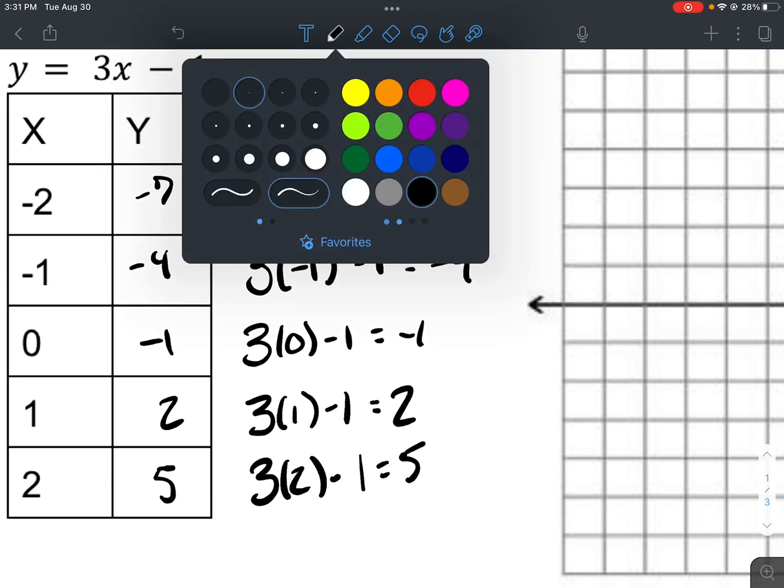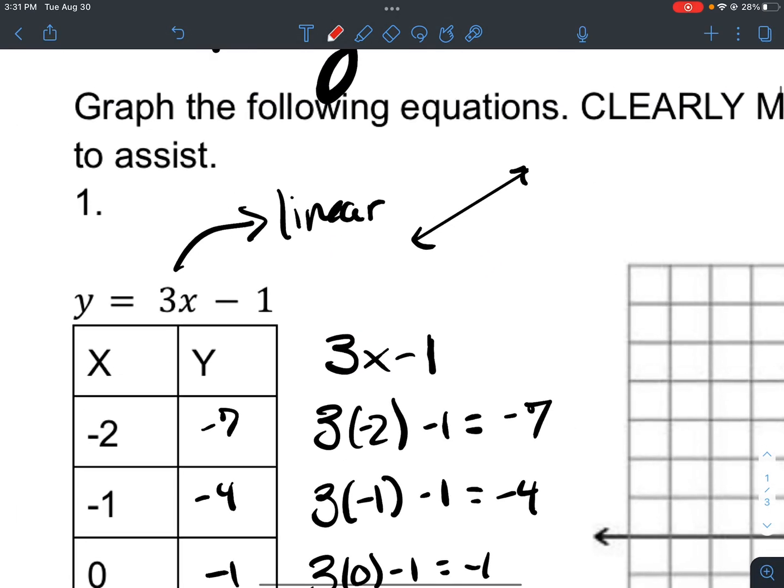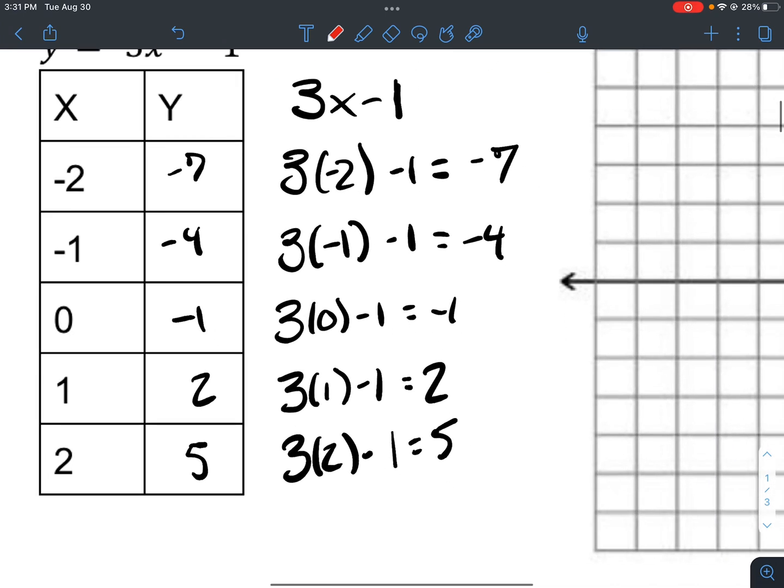And remember, when we have something that's linear, it's going to go up at a constant rate. So this is plus 3, plus 3, plus 3, plus 3. If that doesn't line up, that's a key that our answers are wrong, and you need to go back and check your algebra.